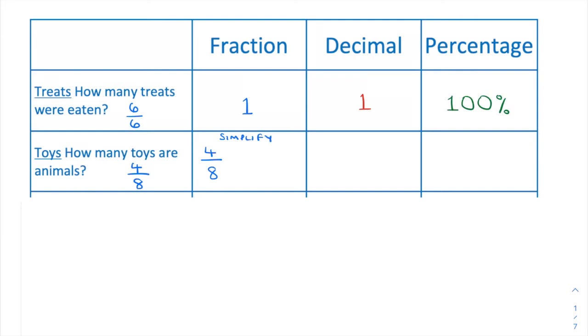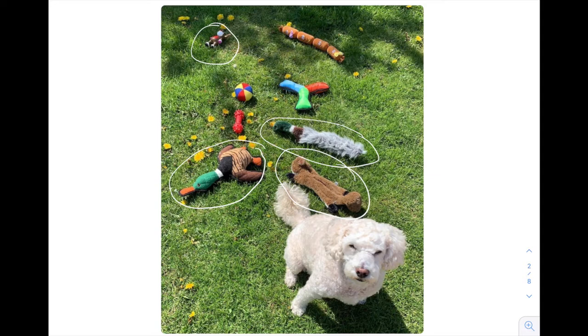Now let's simplify this fraction. What's the smallest number that goes into 4 and 8? That's 4. So divide the top and bottom by 4. Top 4 divided by 4 is 1, 8 divided by 4 is 2. So half of Bertie's toys are animals. You can see that clearly in the picture.